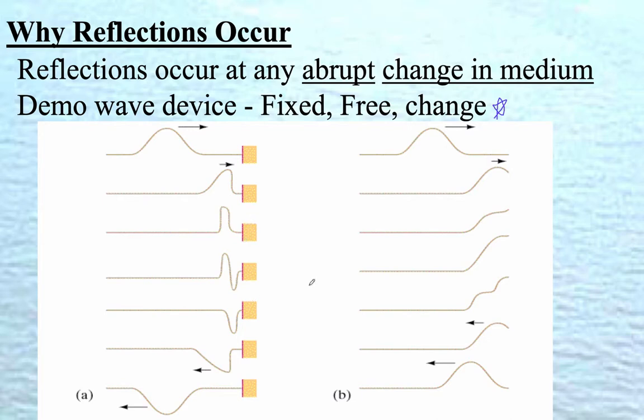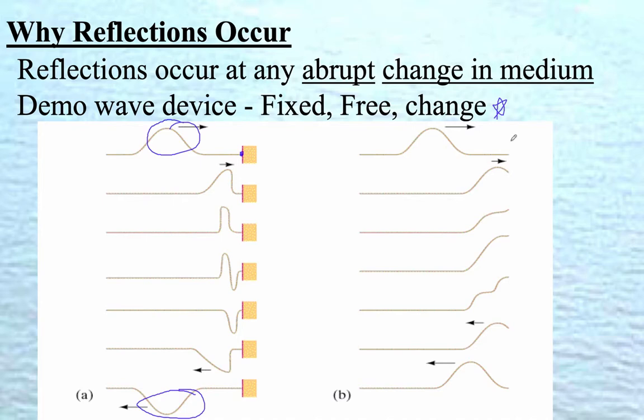But we can imagine there's two changes we could have in a medium, right? We could have a fixed end, right? This is fixed, like this is attached to the wall. And the interesting thing about fixed end reflections is that if you send an up pulse, a down pulse will come back. Okay, they actually invert.